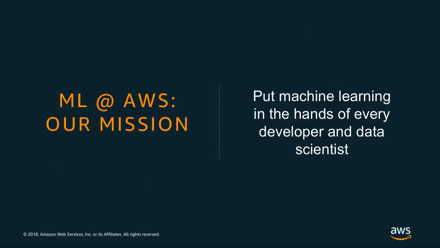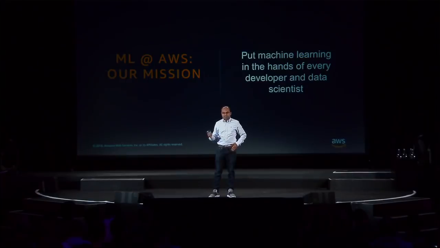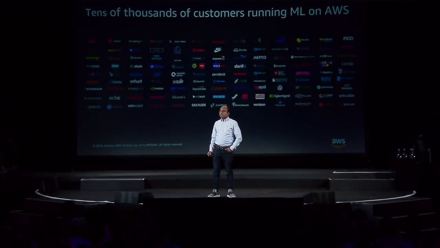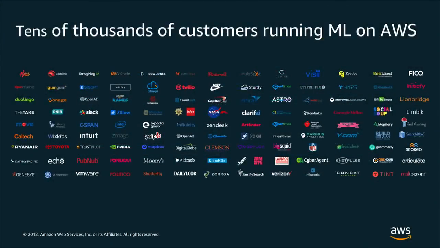So what are we trying to do at AWS as far as machine learning is concerned? We want to put machine learning in the hands of every developer and data scientist. There are tens of thousands of customers using machine learning on AWS and building machine learning applications. Every industry vertical is probably represented here in this slide.